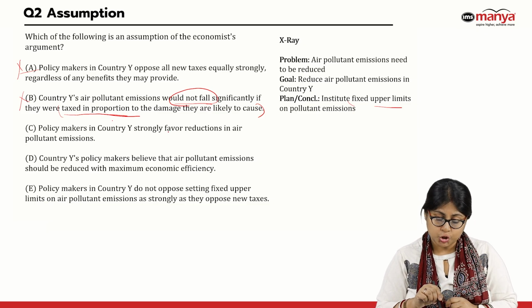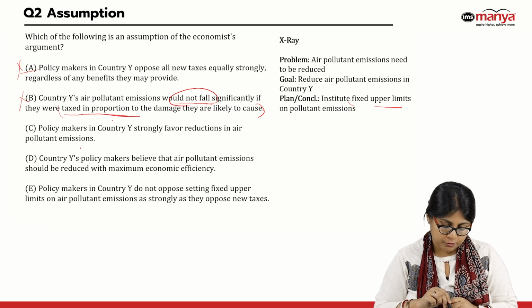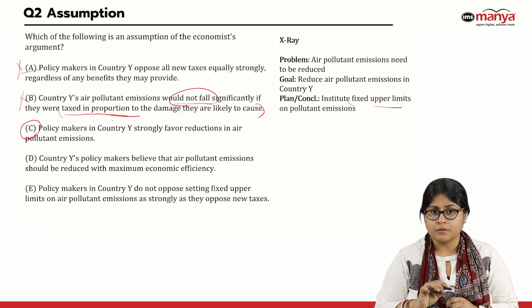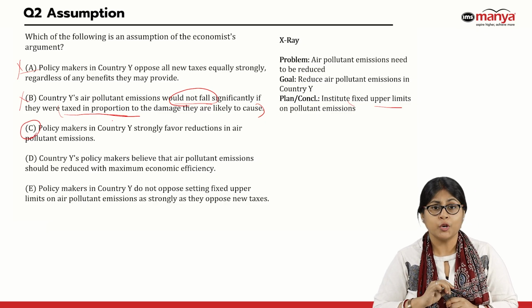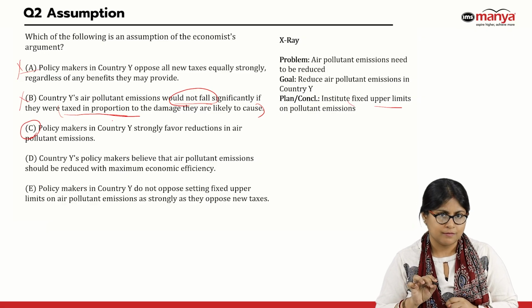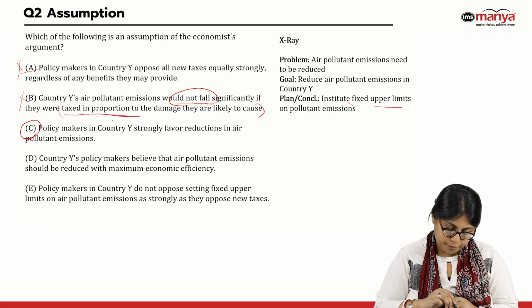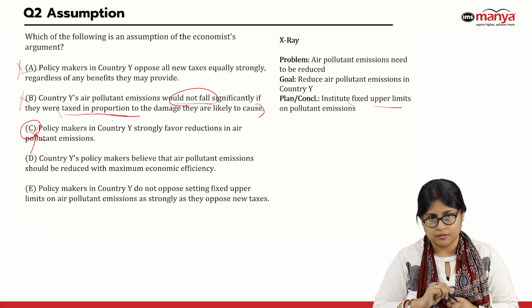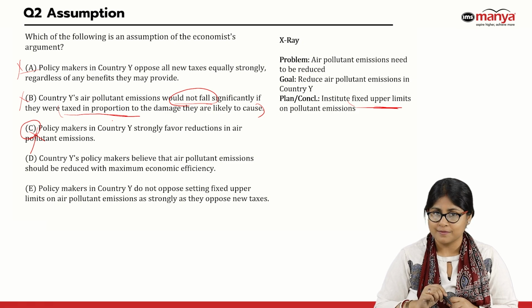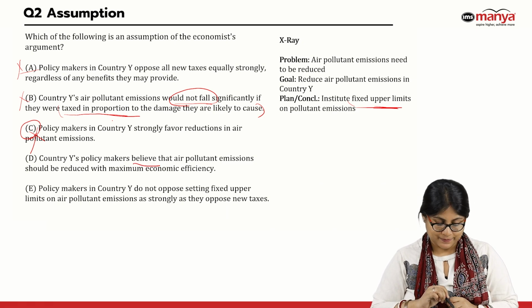What about C? Policymakers in country Y strongly favor reduction in air pollutant emissions. Now tell me, will favoring alone help? I want to achieve something, but if I don't do something for achieving it, will I really get the results? No, right? Similarly, even if policymakers favor reductions, will adopting the plan really help in reducing? Again, it doesn't talk about the fixed upper limits. Clearly eliminated.